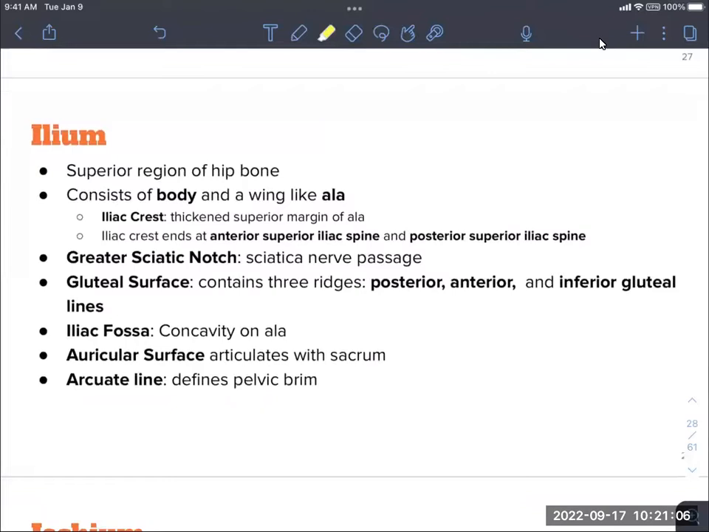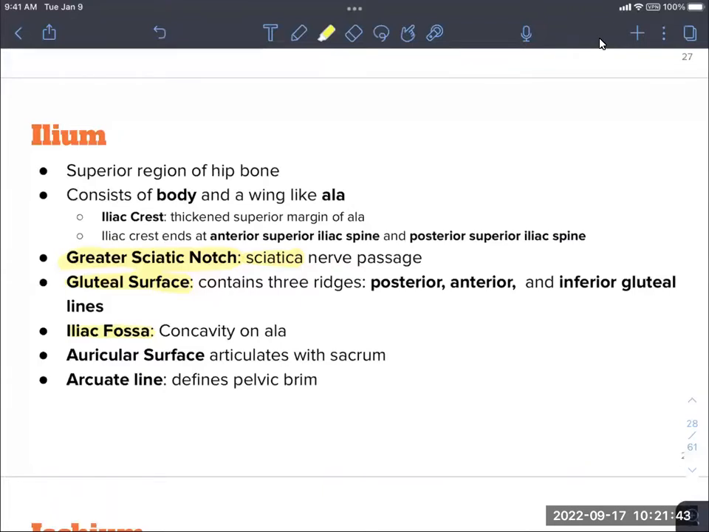So we have a greater sciatic notch. I'll show you where that is. That is where, of course, the sciatic nerve goes. We have a gluteal surface, where your gluteal muscles attach to that pelvic bone. Iliac fossa is where, technically you don't need to know that muscle, but it's where the muscle iliacus attaches. Iliac, iliacus. So a lot of the names relate to each other.